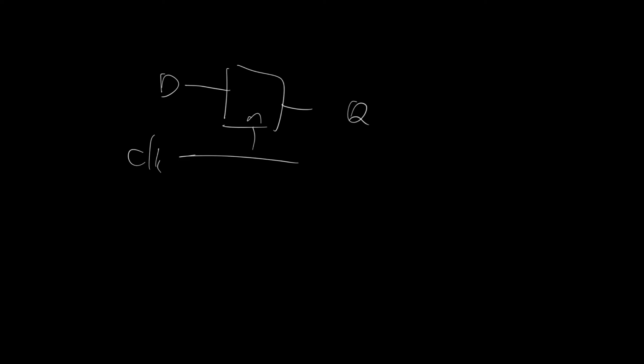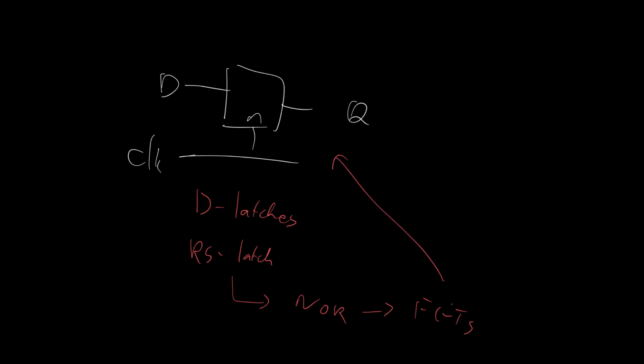We will look at one way of making a flip-flop out of FETs. In fact, there's a nested hierarchy. A flip-flop can be made out of two D-latches. A D-latch can be made from an RS-latch and some combinational logic, and an RS-latch can be made out of two NOR gates, and a NOR gate can be made out of FETs. Therefore, a flip-flop can be made out of FETs.